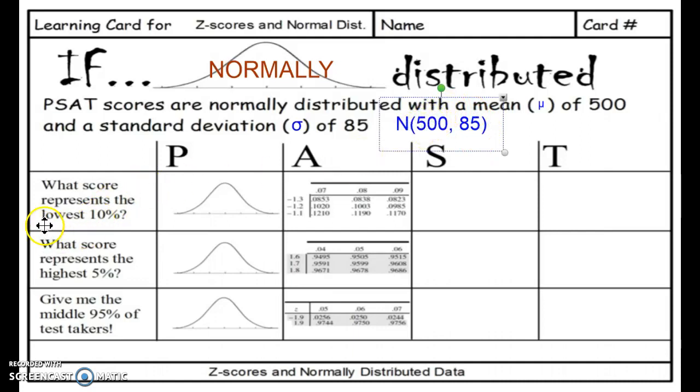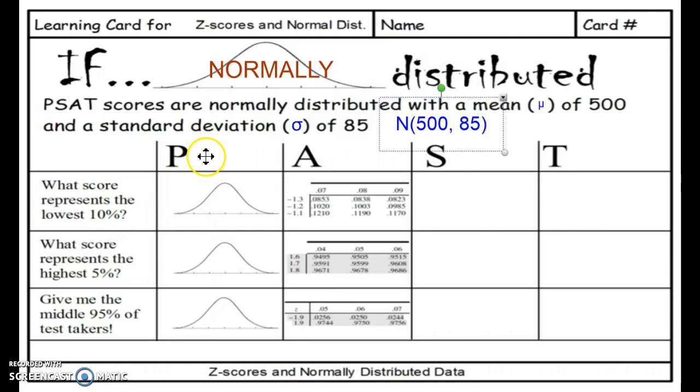Now, what if we have a question that says, what score represents the lowest 10%? This means that we are looking for a particular value of X. We don't know what that value of X is just yet, but we can find it using the parameters of our normal model, z-scores, and this percentage right here.